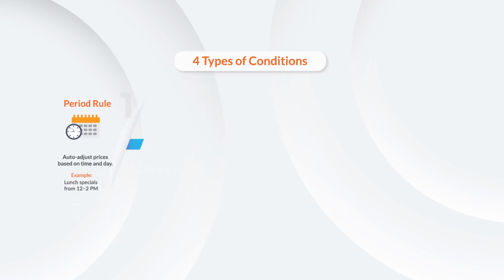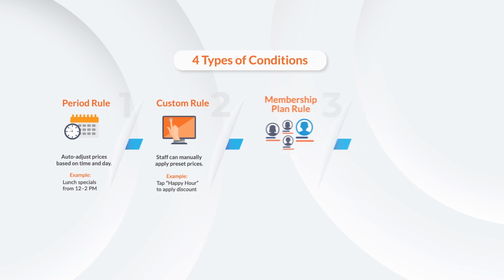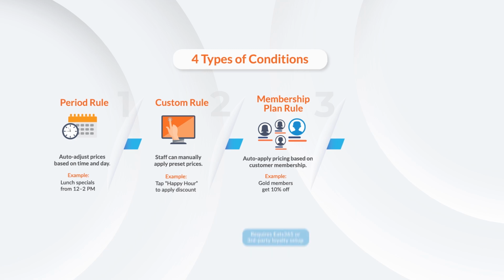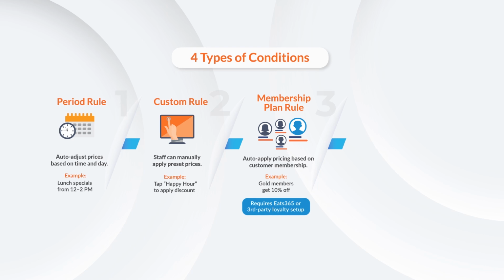Period rule applies automatic pricing adjustments based on the time and day of ordering. Custom rule can be created to have preset pricing that can be applied manually during ordering. Membership plan rule applies automatic pricing adjustments based on the plan of the member associated to the order. You must have an Eats365 or third-party loyalty program set up for this. To learn more, refer to the knowledge base articles listed in the video description.